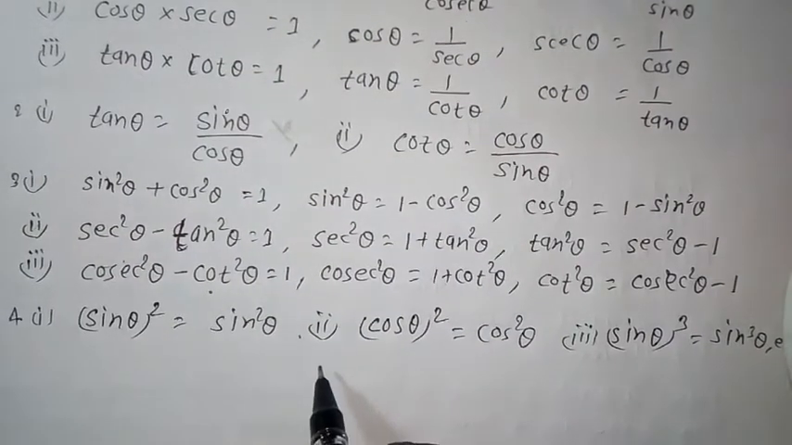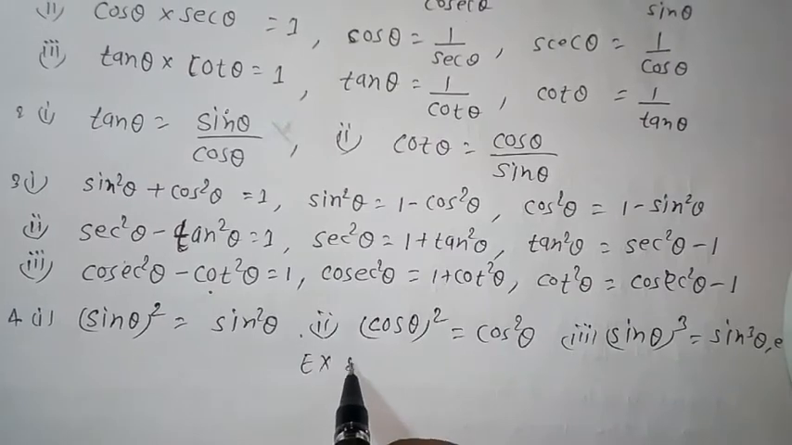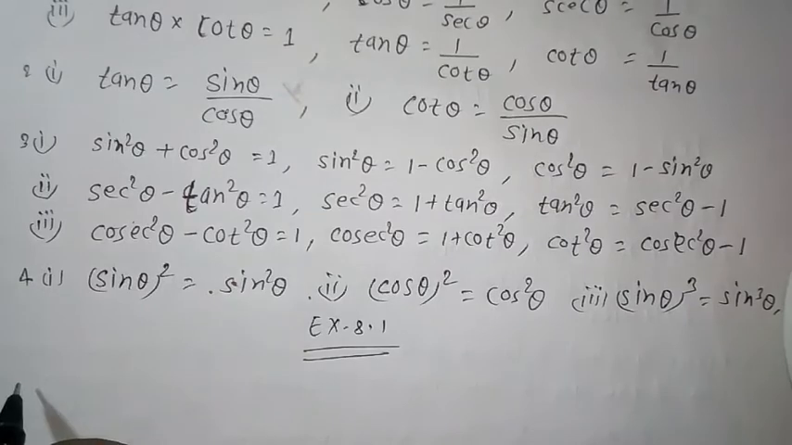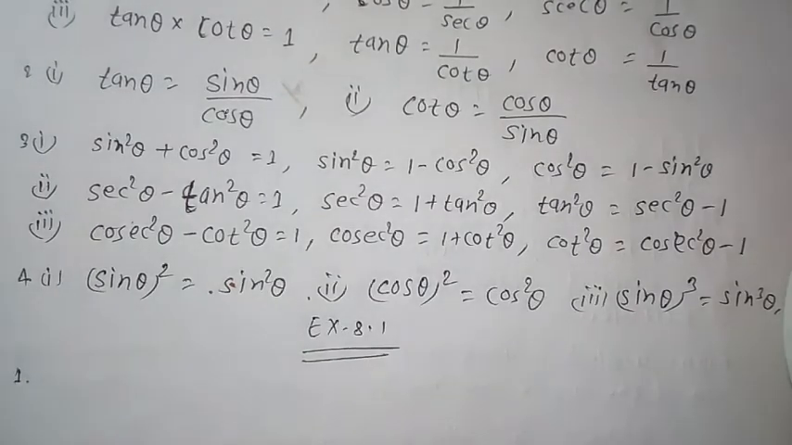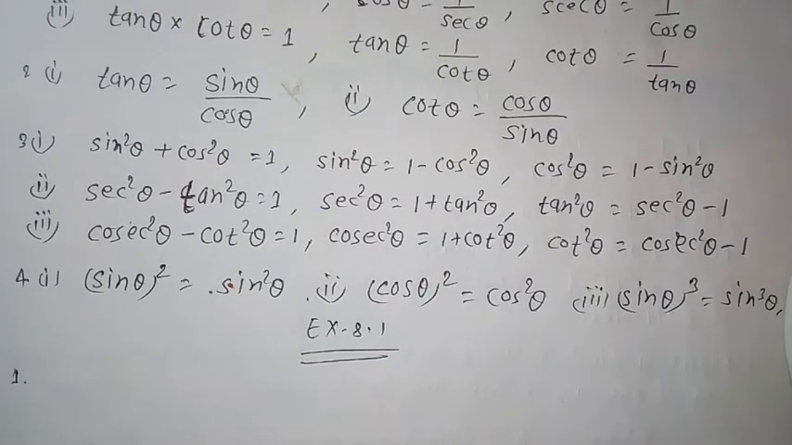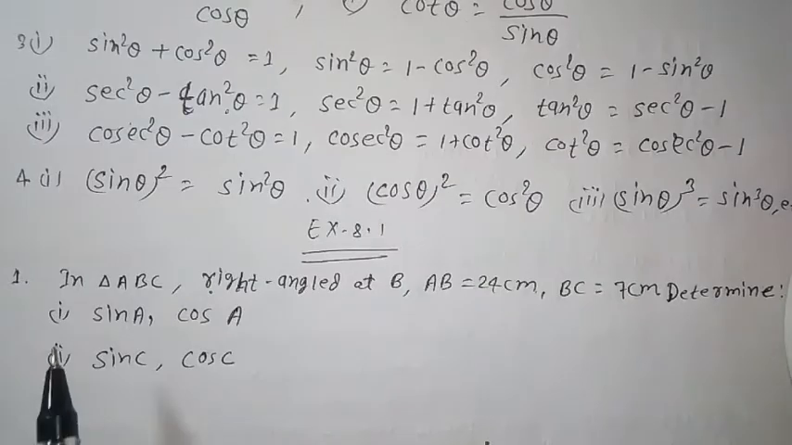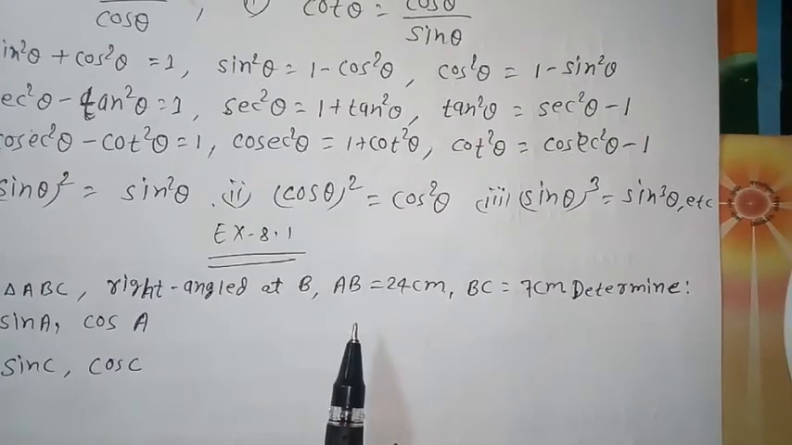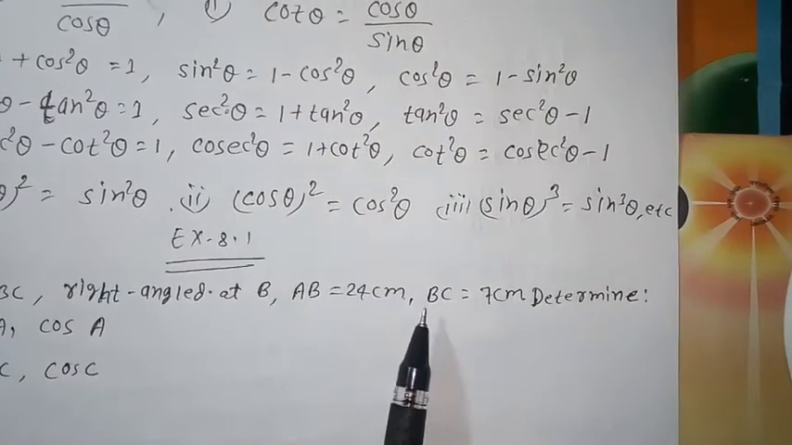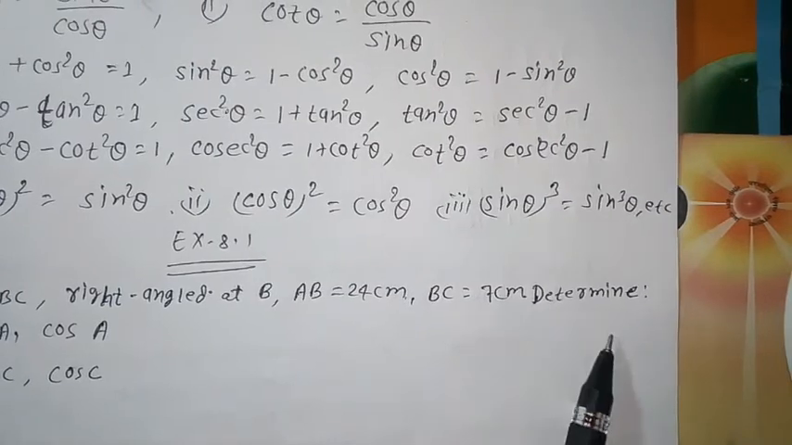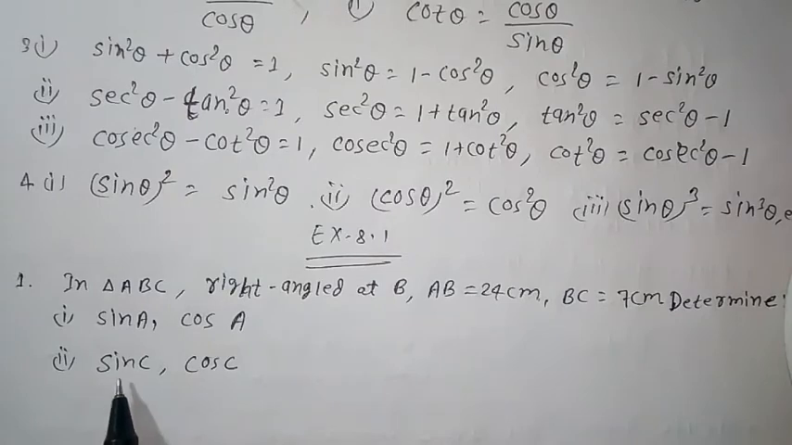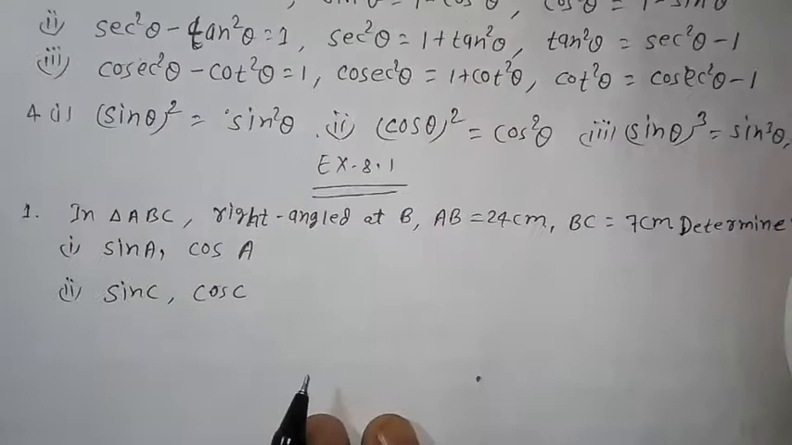Now exercise 8.1. Question number 1. In triangle ABC, right angled at B, AB is equal to 24 centimeter, BC is equal to 7 centimeter. Determine sin A, cos A, sin C, cos C. Okay. Solution.